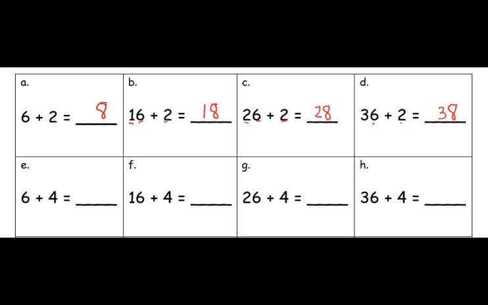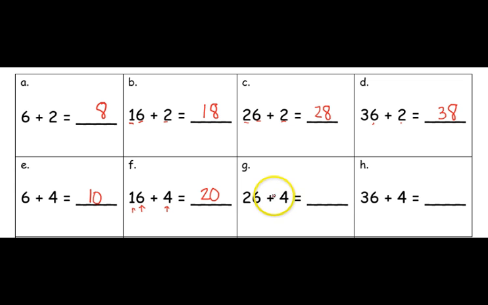In the next row, I'm adding 6 plus 4. Well, 6 plus 4 is 10. Here I'm adding 16 plus 4. But when I add my 6 and my 4 together, I get another 10. I'll combine that with the original 10. That means I have 2 10s, or 20.